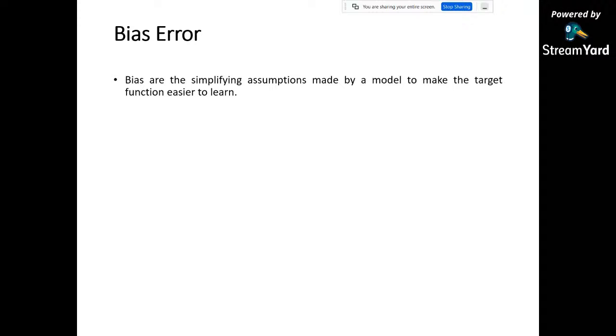Bias refers to the simplifying assumptions made by a model to make the target function easier to learn. So what is bias basically? When you use a very simple model, what happens? Your model becomes biased towards a particular data set, so it doesn't give you accurate results in prediction. That's where we say the model is highly biased and is not correctly predicting whatever we want to predict.